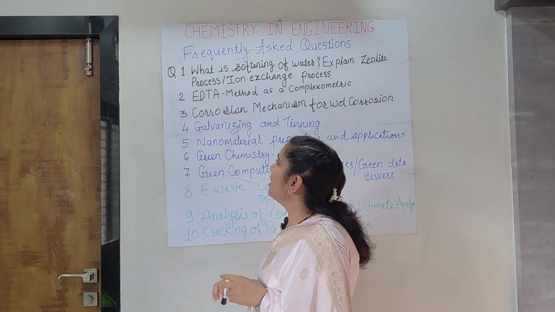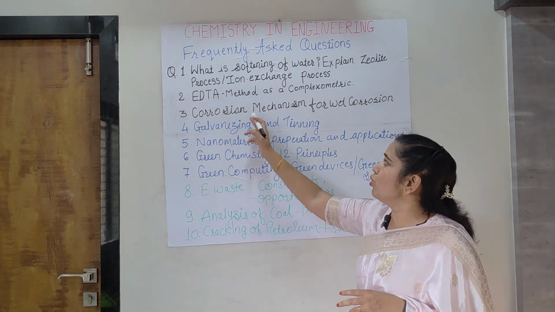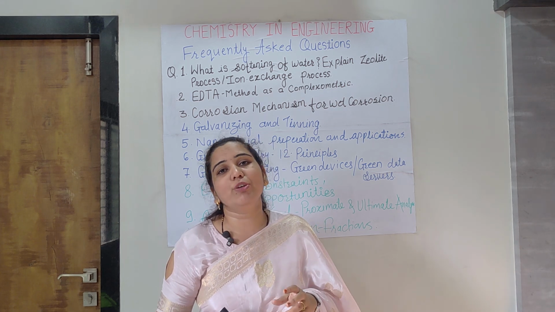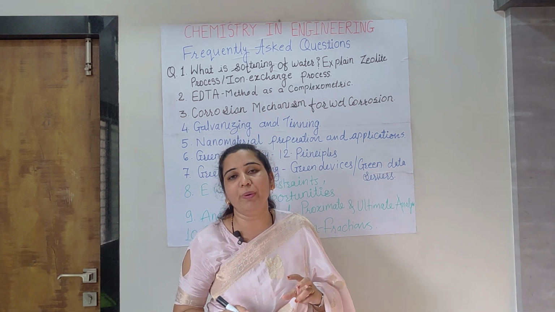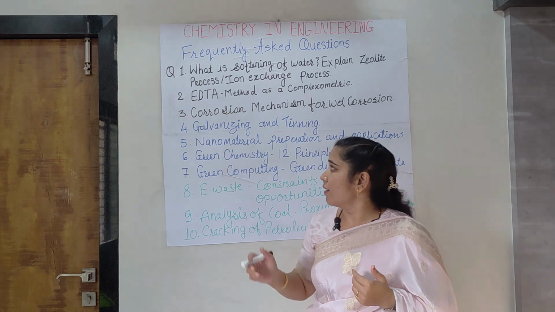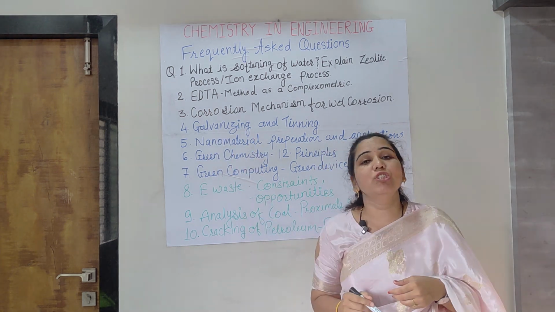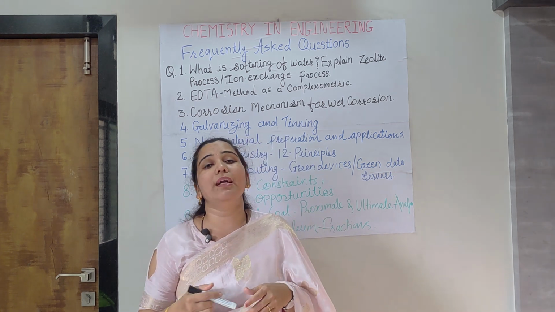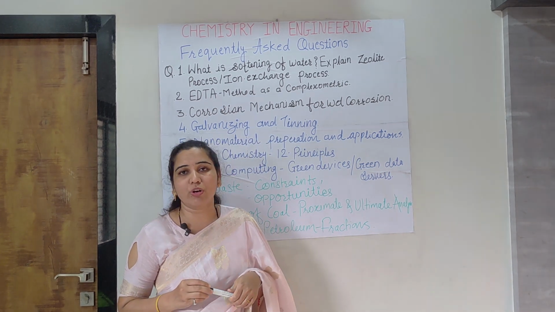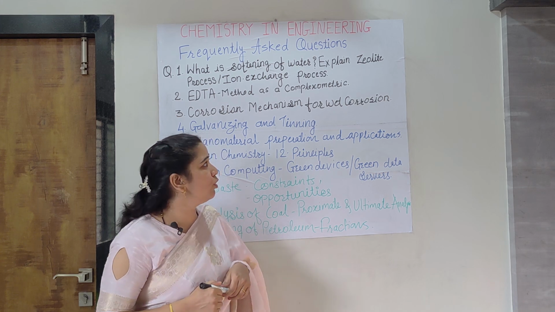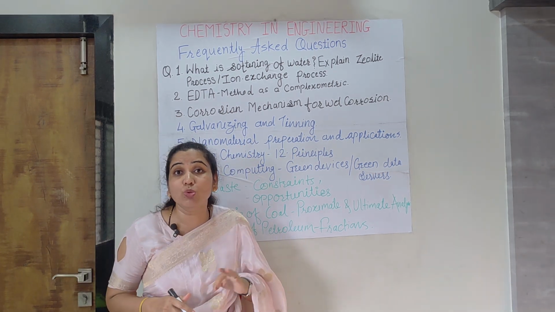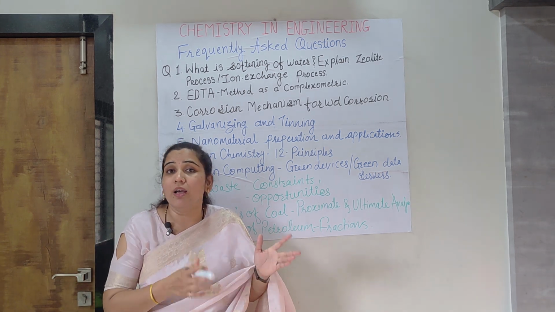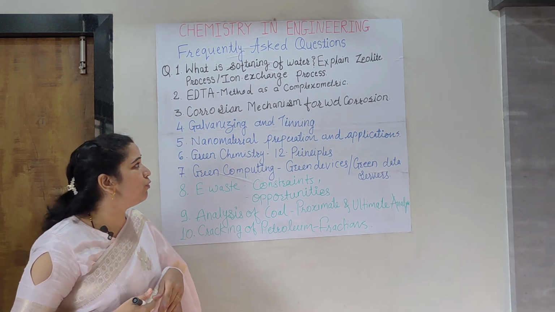Now third, we can see a topic directly written: corrosion mechanism for wet corrosion. Particularly in corrosion, the mechanism for wet corrosion is a very core and important topic which is asked in the paper a lot. Next are galvanizing and tinning, which are methods for protecting metals from corrosion, or we can say preventing or controlling corrosion. This is also an important question which is asked for 3 to 6 marks. It may be asked differently, for example: differentiate galvanizing and tinning. So this is also a very important one.